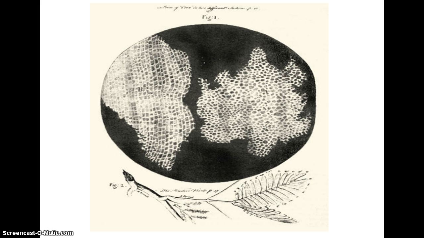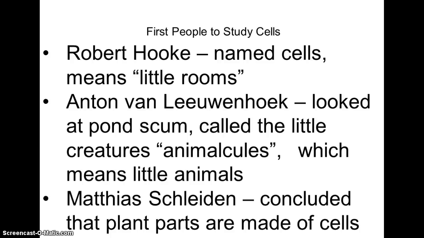This is a picture of what the first person who looked at cells under a microscope saw. And these are cork cells, and they're dead, so all that he could see was the outside edge of the cell. And that person who did that was named Robert Hooke, and he called what he was seeing through his microscope cells, or little rooms. From there, lots of different people also helped give us the information we need today about cells.